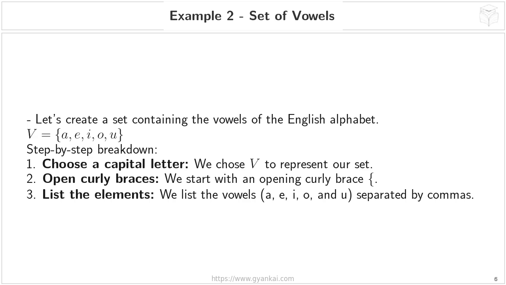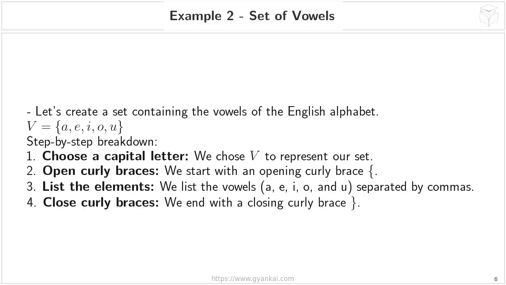Then we list the elements. Here, the elements are the vowels A, E, I, O, and U. We separate each vowel with a comma. This comma is crucial. It tells us that each item is a distinct element within the set. Finally, we close curly braces. This completes the definition of our set. So, V represents the set containing the vowels A, E, I, O, and U.